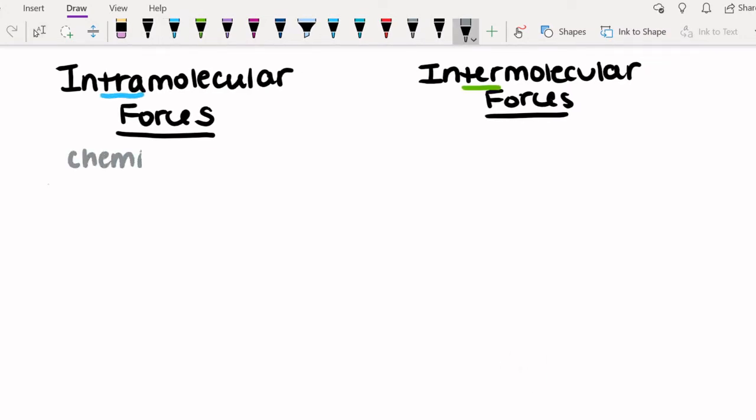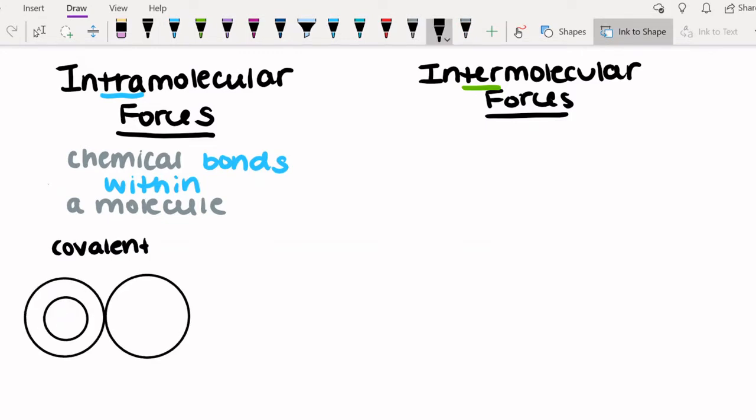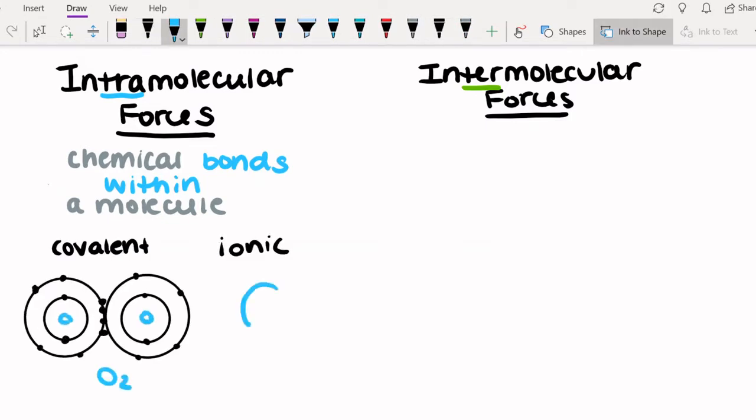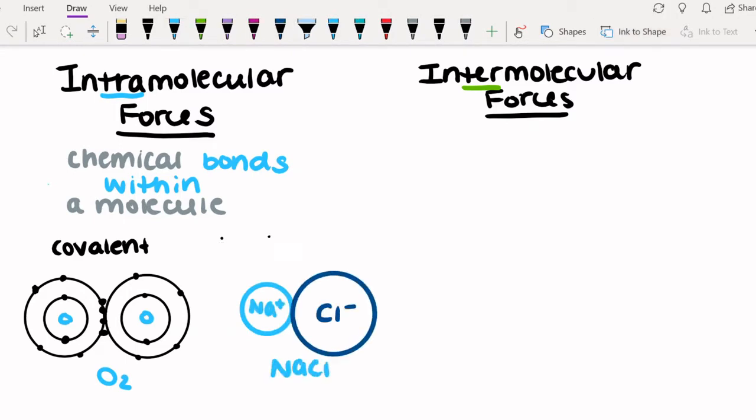Intramolecular forces are chemical bonds within a molecule. For example, a covalent bond between two oxygens in a molecule is an intramolecular force. Ionic bonds are also intramolecular forces.